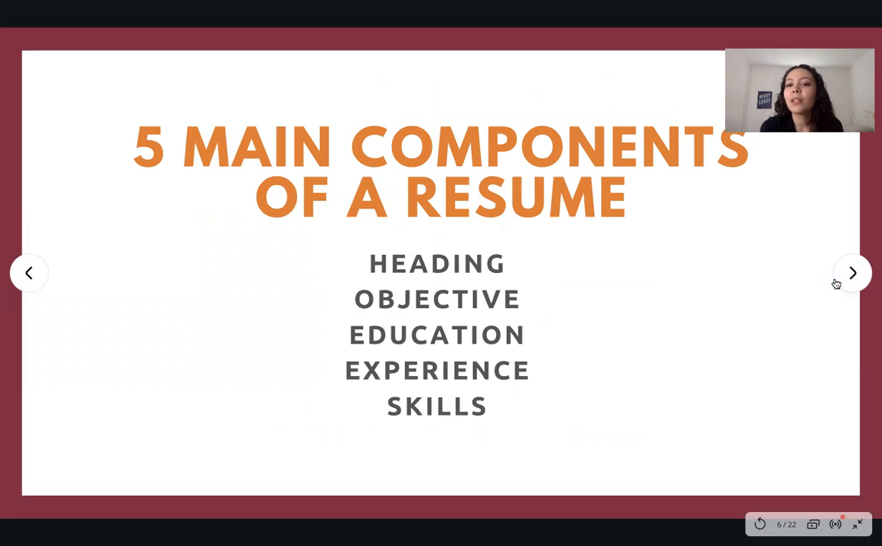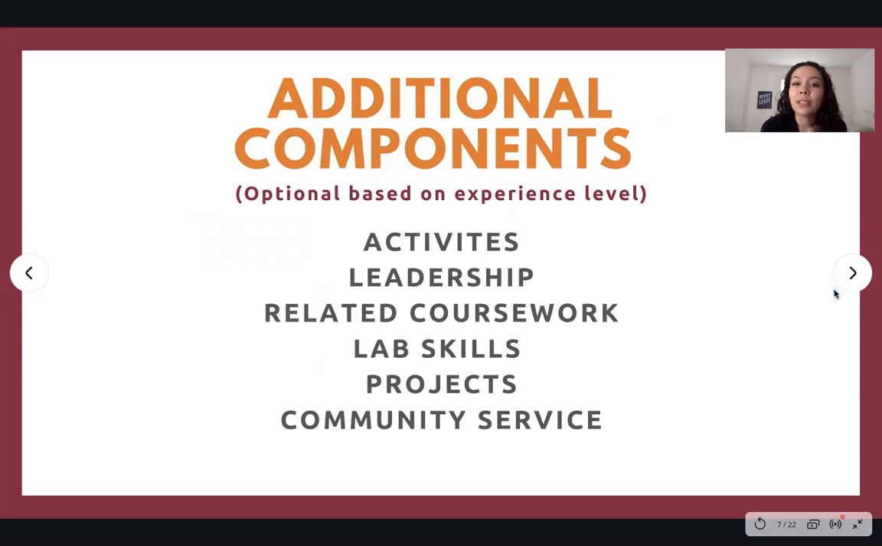So the 5 main components of a resume include a heading, objective, education, experience, and skills. Some additional components, these are optional, would include activities, so on-campus clubs and activities like that, leadership, related coursework, you would include classes that you've taken in that, lab skills, projects, and community service.